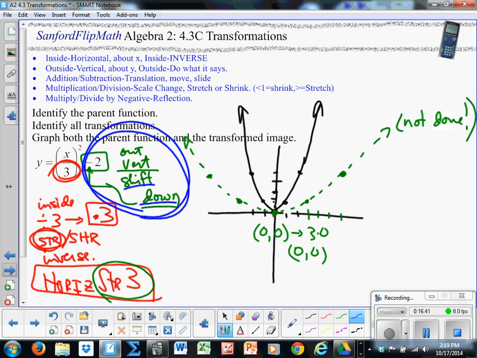So now I need to shift down. Well, which graph am I shifting down? Ultimately, I need the shift and the stretch to both happen, so I'm really shifting the stretched version. So I'm going to shift down 2. I'm going to take this point right here and go down 2.